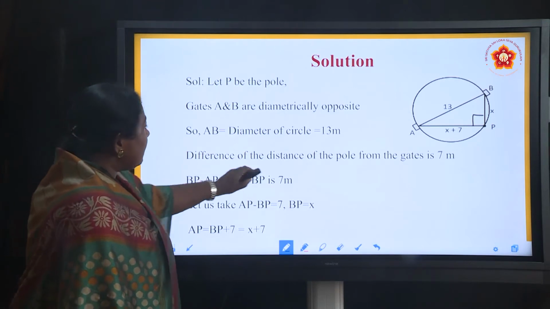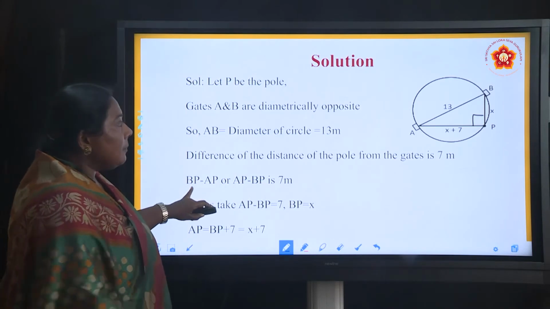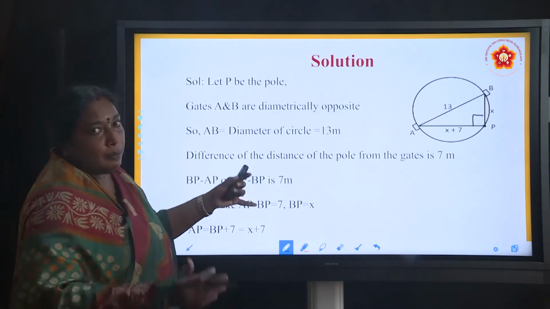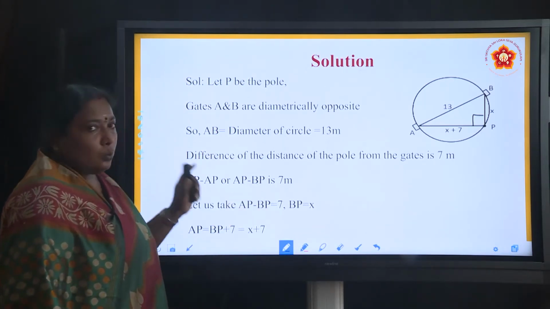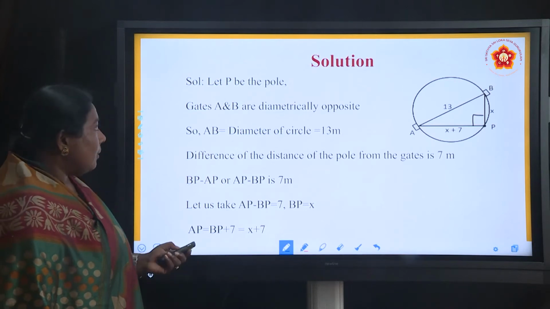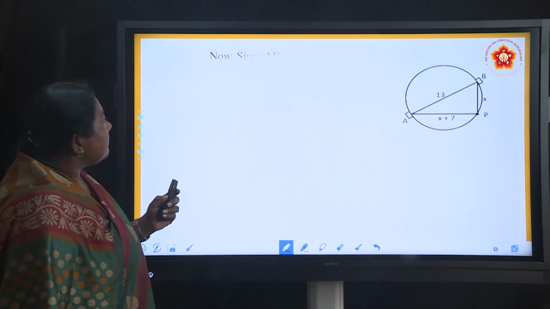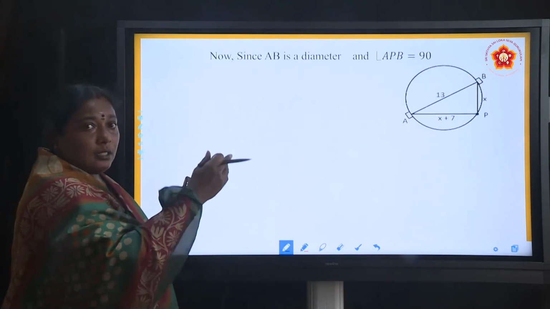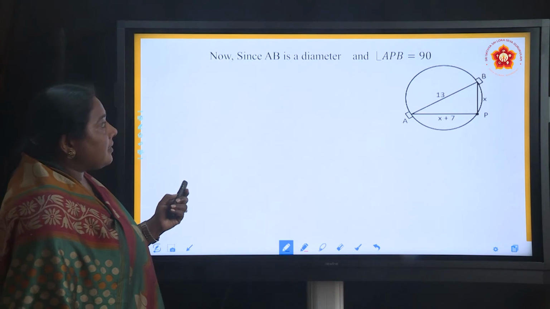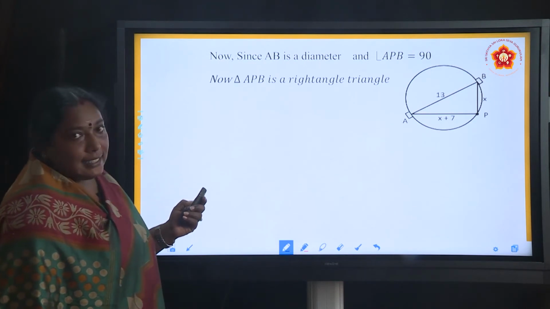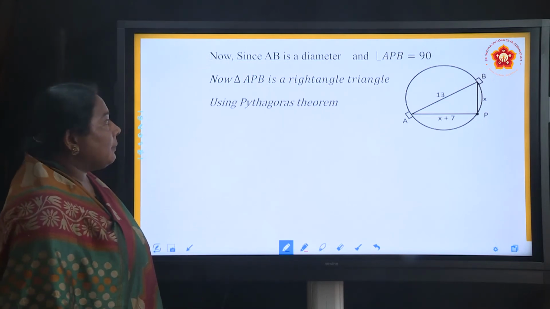They have given that the difference of the distance of the pole from the gates is 7 meters. That means BP minus AP or AP minus BP; they didn't say which gate, so we can take whichever gate we want. So it is 7. One is x, and the other is x plus 7. That's all. So let us move with the calculation. They have given the values 13, x plus 7, everything. Now we have to find the value of x. So ABP is a right angle triangle, since we got the angle as 90 degrees. So I am applying the Pythagoras theorem.